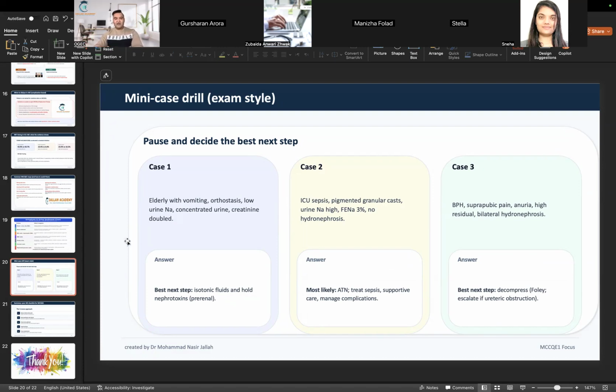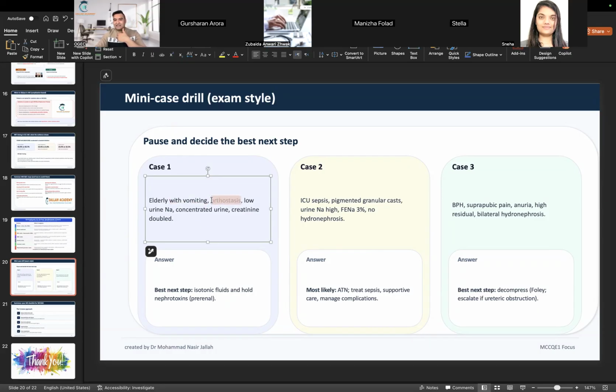kidney injury. You have an elderly patient with vomiting, orthostatic changes, low urine output, and concentrated urine. Creatinine is doubled. If creatinine is more than 1.5 times baseline or normal range, it is acute kidney injury, right? In this case, the creatinine is doubled. It is twice. So we have acute kidney injury. My elderly patient has vomiting, so the patient is losing fluid. So my patient might have dehydration.